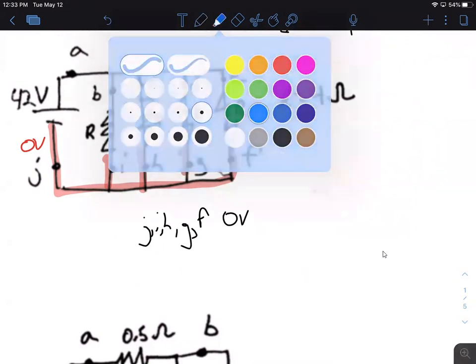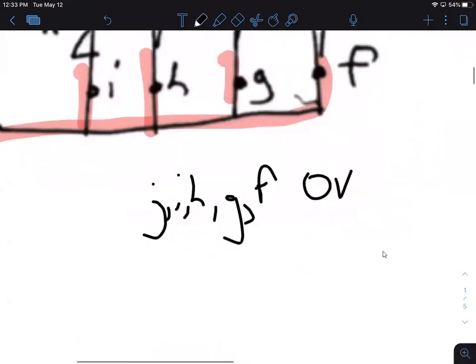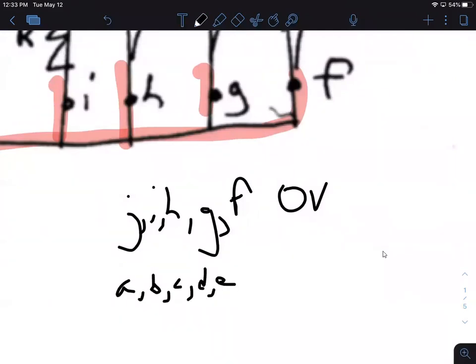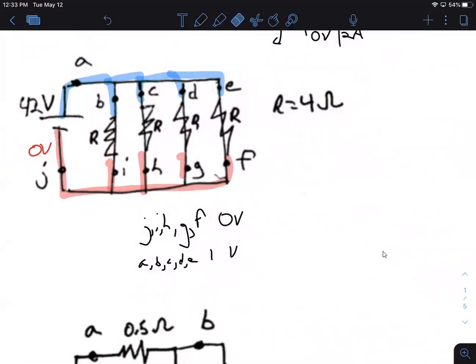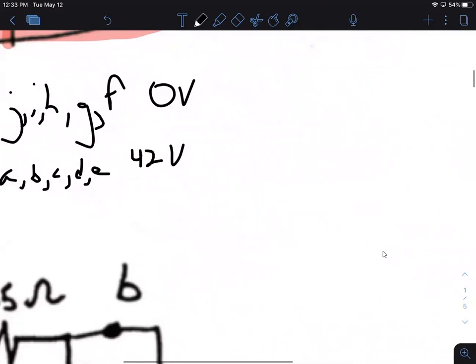Likewise, all these points, is that 42 volt battery? So that's A, B, C, D, E. A, B, C, D, E. 100 volts. Nope, not 142, my bad. 42 volts there. Okay, so that part's easy.